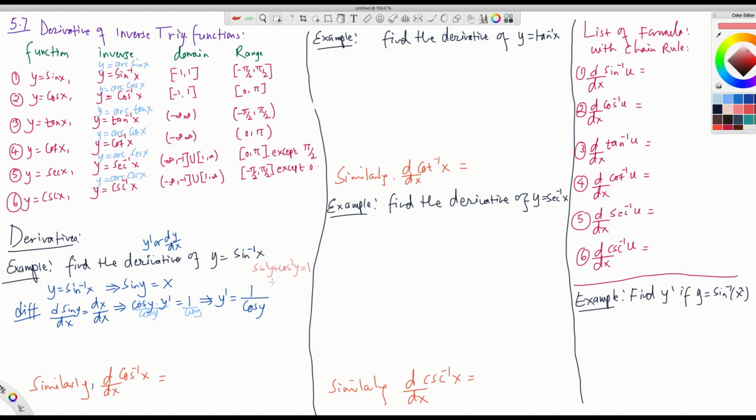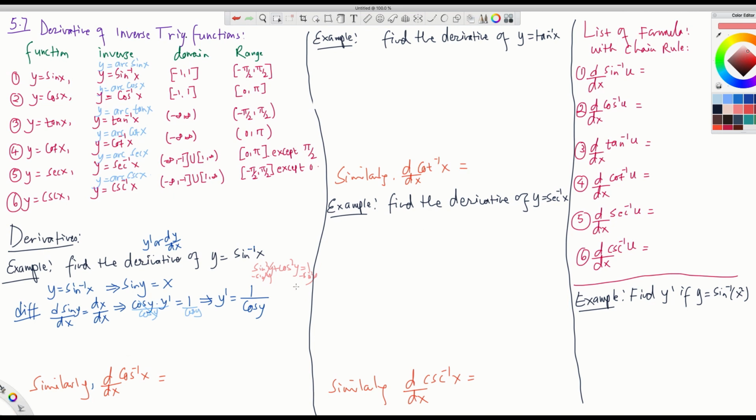If you solve this for cosine square y, what do you get? Subtract sine square y from both sides. You get cosine square y equals 1 minus sine square y. So cosine y will be plus or minus the square root. Let me write that down.